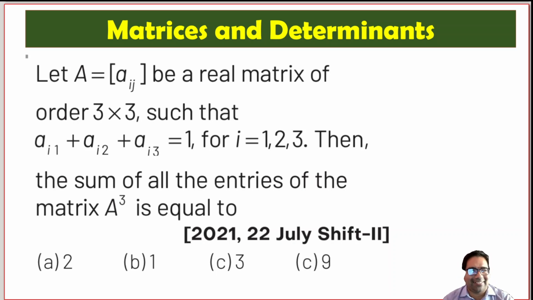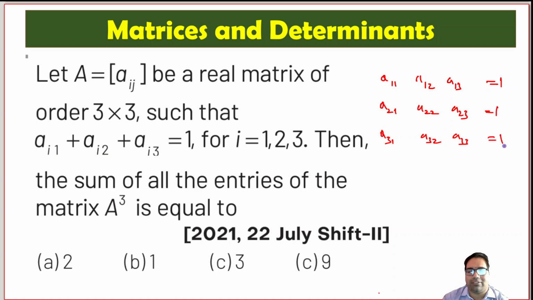We are given this 3 by 3 matrix A_ij such that A_i1 plus A_i2 plus A_i3 equals 1. Let's say the matrix is A11, A12, A13, A21, A22, A23, and A31, A32, A33. What is being said is that for i equals 1, A11 plus A12 plus A13 should be equal to 1. Similarly, A21 plus A22 plus A23 is also equal to 1. What does that mean? The sum of elements of each row is equal to 1.